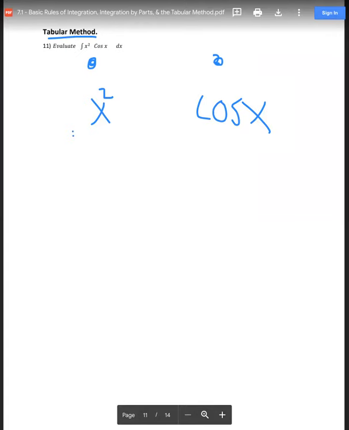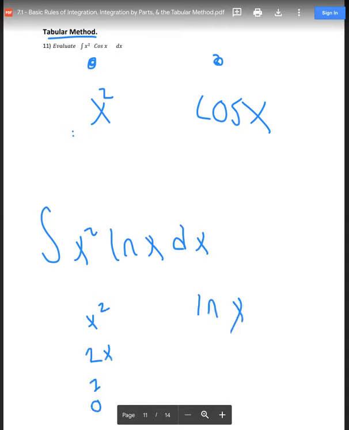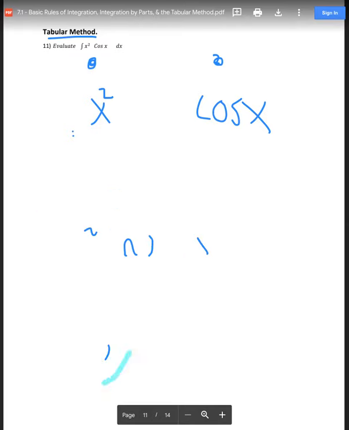Let's say that the problem was the integral of x squared ln of x dx. We can do this because we can do x squared, take the derivative, 2x, take the derivative, 2, we get 0. But what's the integral of ln of x? We can't do it. There's no formula for that. That would require us to use integration by parts, which is redundant. But for this particular problem, we can do it because if we keep taking the derivative of this column, we get 2x, we get 2, and then we get 0, right? We hit 0, so we're good. We stop. For this, we can do the integral.